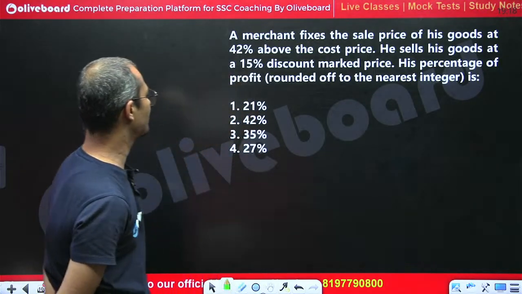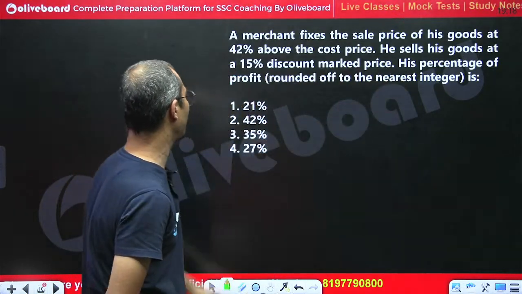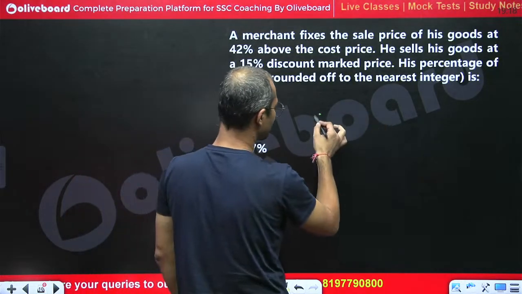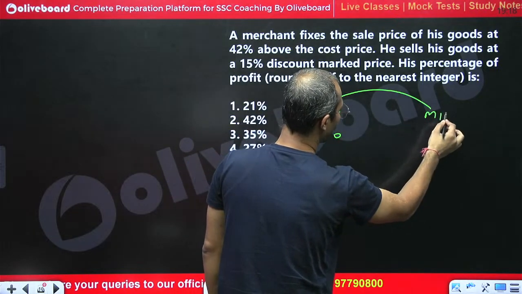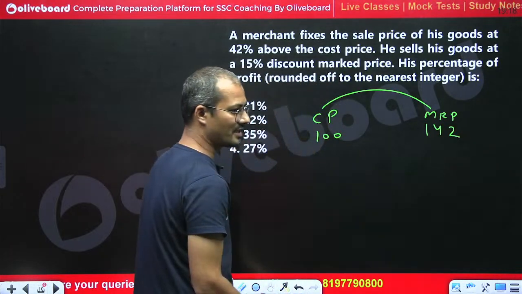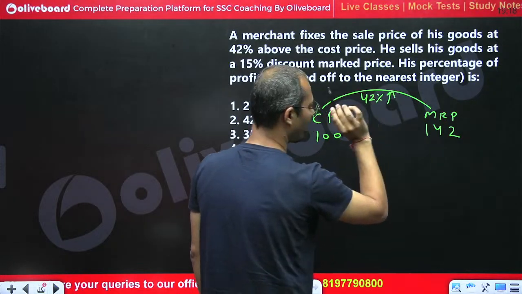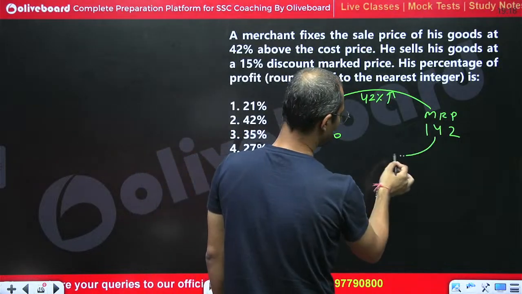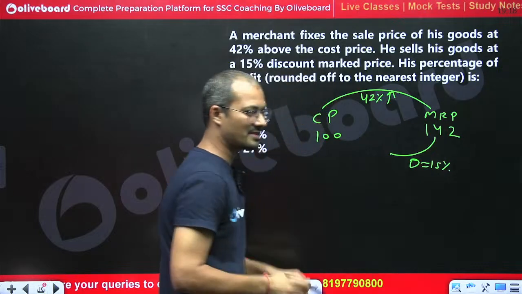So moving to the next question. A merchant fixes the sale price of his goods at 42% above. See, 42% above, it means if CP is 100, then MRP would be 142. Is this clear? Or we can say we are marking up by 42%, right? And now the discount is 15%, right? So here we can apply the successive formula.